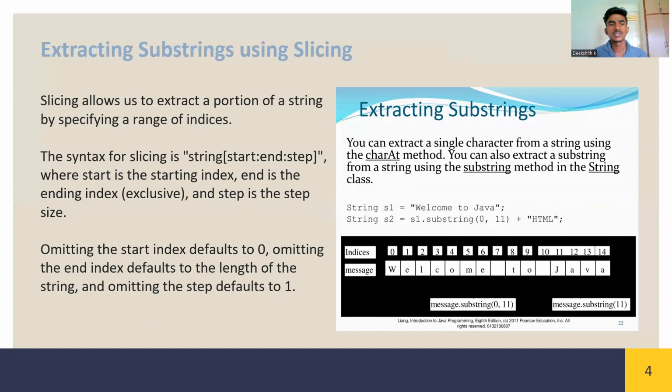Extracting substrings using slicing. Slicing allows us to extract a portion of a string by specifying a range of indexes. The syntax for slicing is string[start:end:step], where start is the starting index, end is the end index, and step is the step size. Omitting the start index defaults to 0, omitting the end index defaults to the length of the string, and omitting the step defaults to 1.